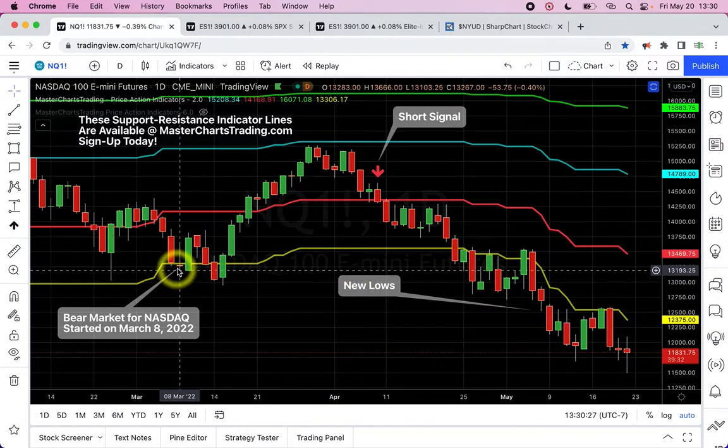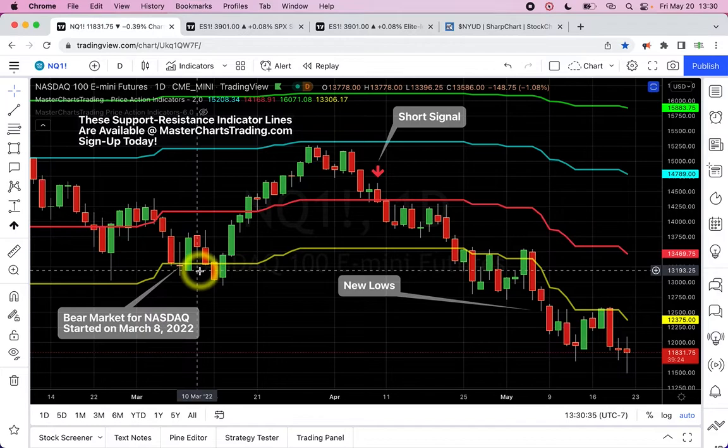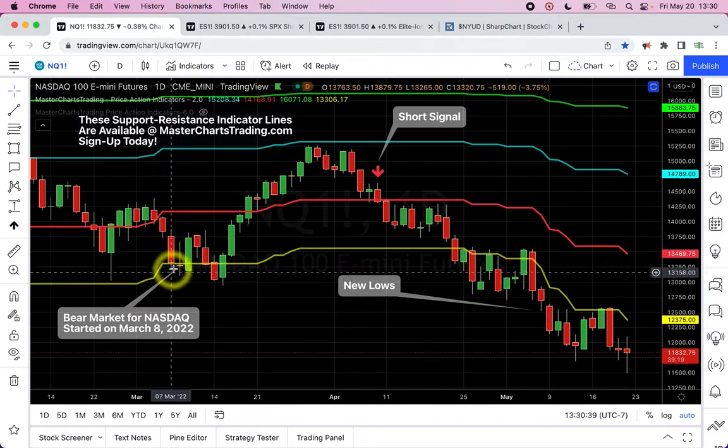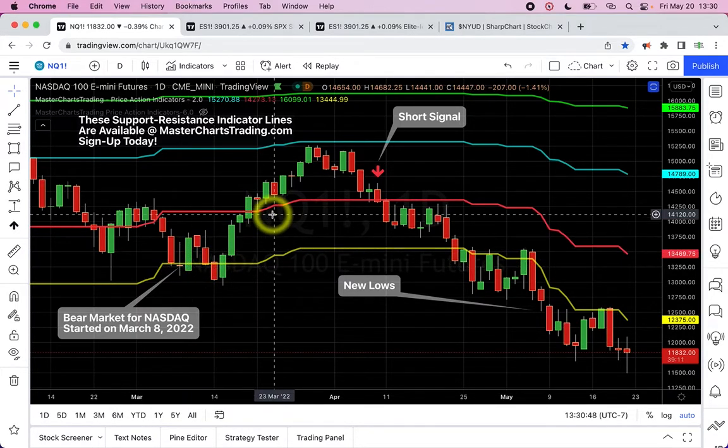The bear market for NASDAQ began slightly earlier, right there in March of 2022. Again, this is according to my system. It's not necessarily following the 20% rule from the top. It's just showing you where the support resistance lines are, so you can actually have the same lines on your chart and make your own decisions.